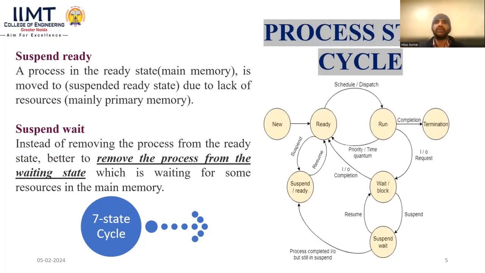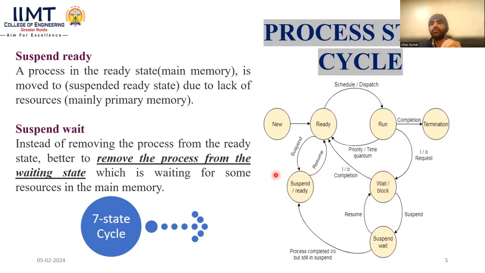Okay. Next, the process state cycle, that is 7 states. We are adding 2 more states to that previous 5-state cycle. So in the last slides, we discussed the new state, ready state, running state, waiting state, and terminate state. These are the 5 states. The basic diagram of our process state cycle is this one.